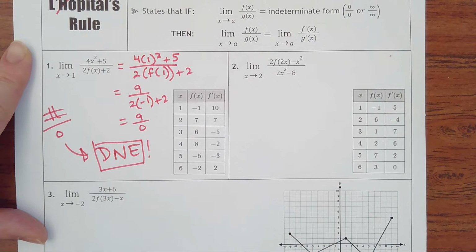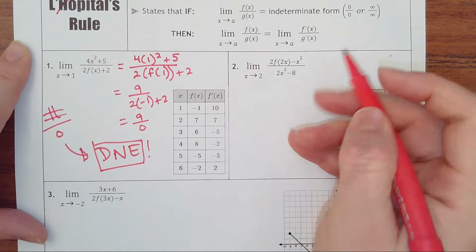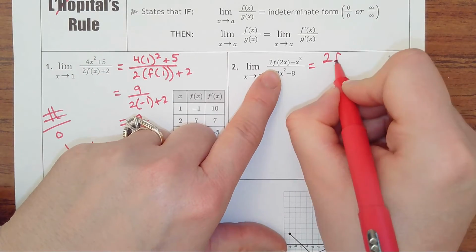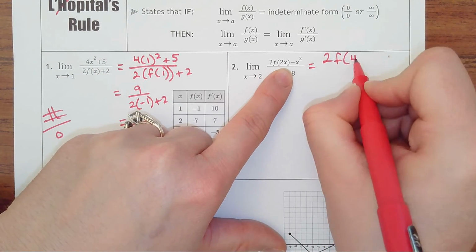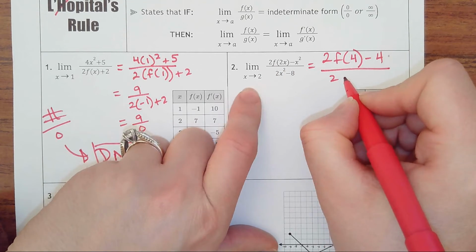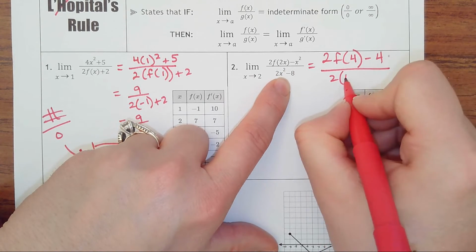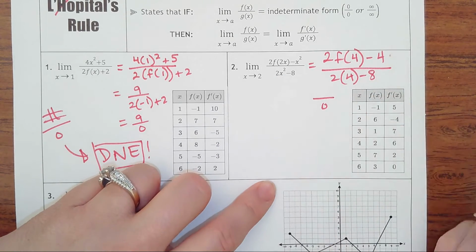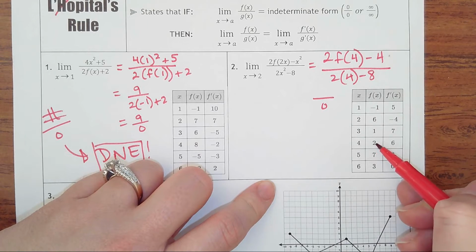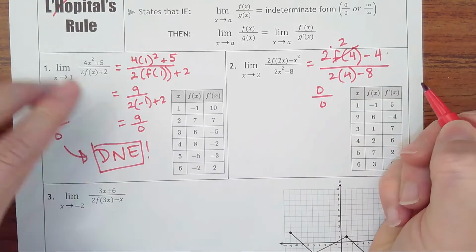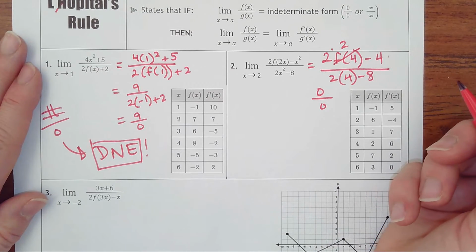All right, number 2, let's check. So plugging in 2 times f of 2 times 2 would be 4 minus 2 squared is 4, over 2 times 2 squared is 4 minus 8. So I see an 8 minus 8 on the bottom, and then f of 4 is 2. So I'll have 2 times 2 is 4 minus 4 is 0. That is indeterminate form, so L'Hôpital's rule can be used.